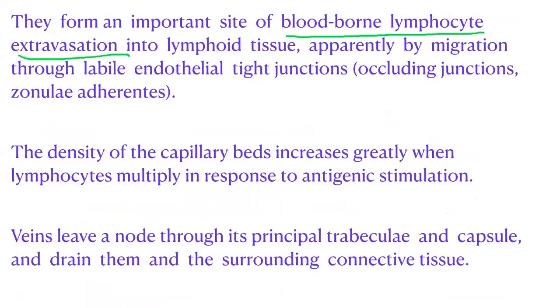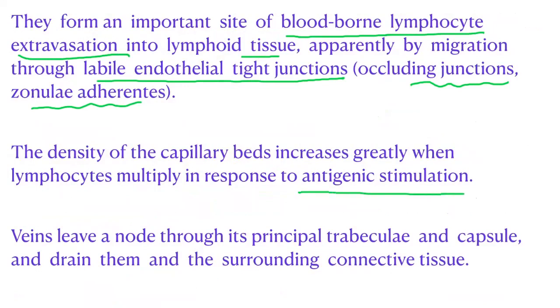Lymphocytes are extravasated into the lymphoid tissue apparently by migration through the labile endothelial tight junctions. That means through occluding junctions and zonula adherens. The density of the capillary beds increases greatly when lymphocytes multiply in response to antigenic stimulation. Veins leave a node through its principal trabeculae and capsule and drain into the surrounding connective tissue.